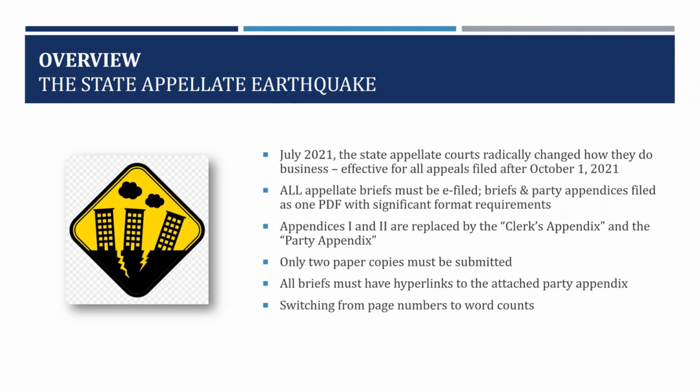If you use the optional briefing program, you will have to submit the required 8 or 12 briefs that are in the rules. All briefs must have hyperlinks to the attached party appendix, and we're switching from page numbers to word counts. So the word count only is for the brief itself. It doesn't count the cover page or the signature or things like that. It's just the brief itself. And then those are all explained in more detail in the rules.